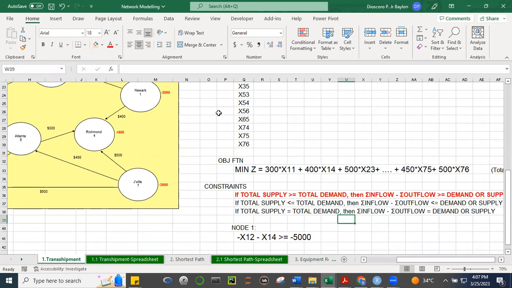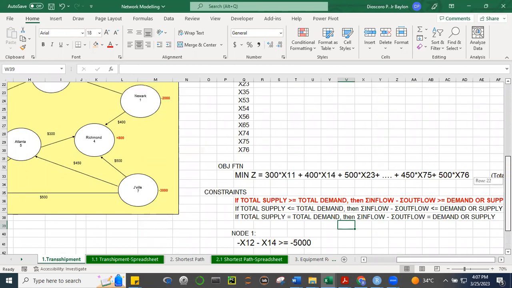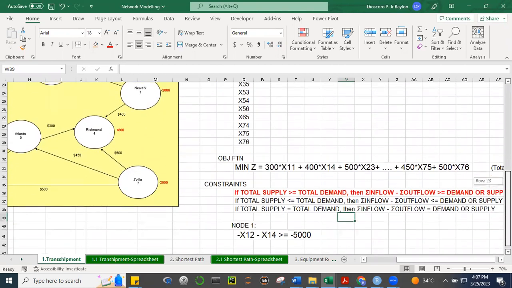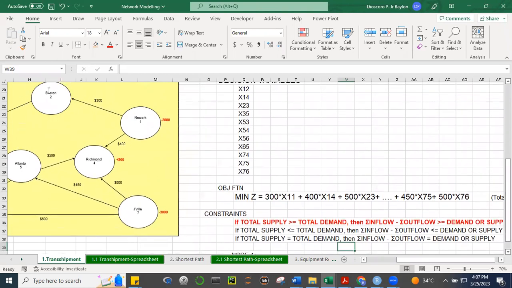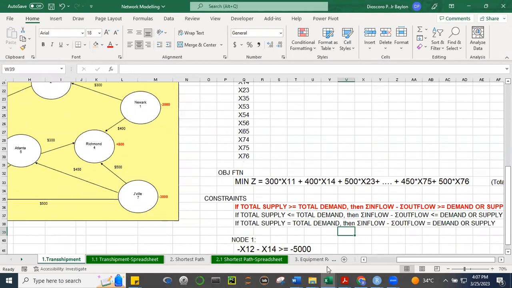For distribution. All right? So, may I request that you also set up the constraints for the other nodes? Just follow this. This is the rule that will apply because the total supply of 5,000 is greater than the total demand of 4,800. So every node will have to be subjected to this constraint.